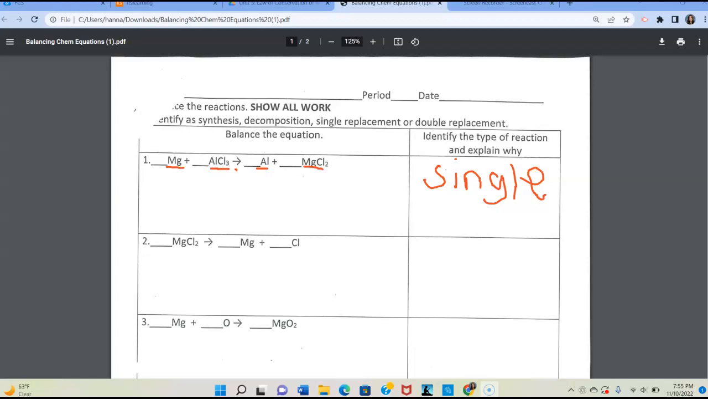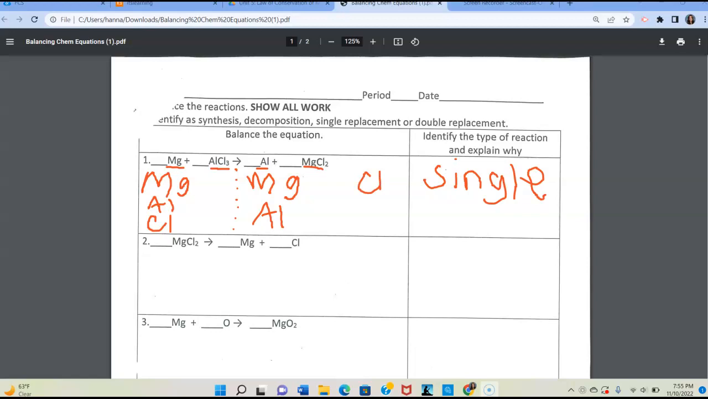So I'm going to draw my dotted line here. You don't have to do this, but if this helps you kind of divide the reactants and the products, that's fine. So I have Mg on this side. I have Al on this side, and I have Cl on this side as well. Same thing for my product side. Whatever elements I have on my reactant side, I'm also going to have them on my product side. So I've got Mg, got Al, and I also have Cl here as well.